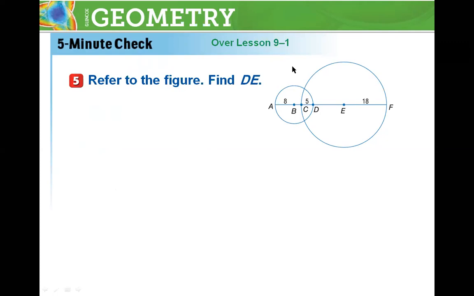First, the diameter of the big circle is 18. Circle E. No, not the diameter, the radius. Sorry, yes, the radius. And the radius of circle B is 8. 8 minus 5 is 3. So 18 minus 5 is 12. So DE is 12. 18 minus 5 is 13, sorry. So DE equals 13.